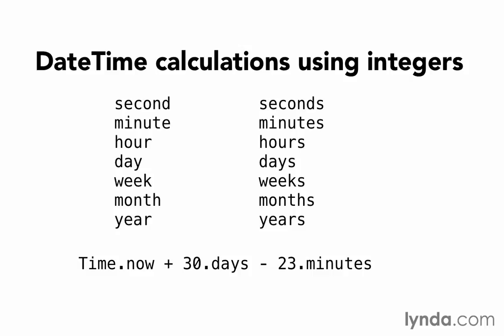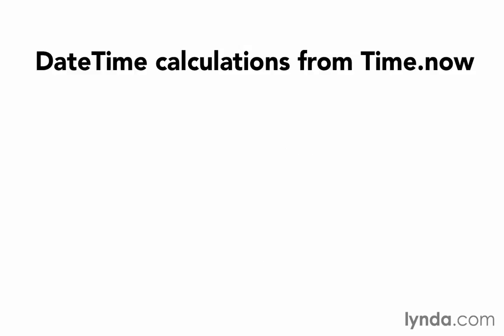That's useful when we have a calculation because we can do Time.now plus 30 days minus 23 minutes, and it will return a datetime to us that's been changed by the appropriate number of seconds. It's much easier than actually working with those seconds themselves in the calculation to just have something that's very readable like this. We can also do calculations from Time.now directly.